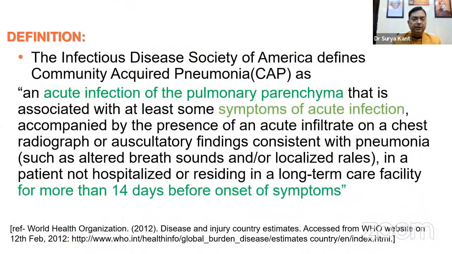What is the definition of community acquired pneumonia? The Infectious Disease Society of America definition is the most acceptable. It defines community acquired pneumonia as an acute infection of the pulmonary parenchyma associated with at least some symptoms of acute infection, accompanied by an acute infiltrate on a chest radiograph or auscultatory findings consistent with pneumonia, such as altered breath sounds and/or localized rales, in a patient not hospitalized or residing in a long-term care facility for more than 14 days before onset of symptoms. That is the consensus definition of pneumonia.